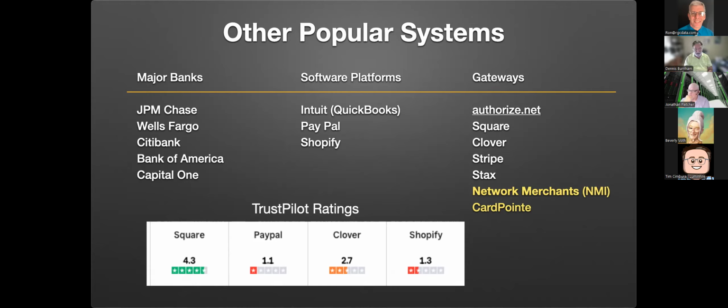And software platforms like QuickBooks and PayPal and Shopify have a similar way of doing it. And then there are various gateways. The ones that I've highlighted for you in yellow are the ones that I'm using. Network Merchants is a company in Chicago that I've used for many years. CardPoint is the company that is the merchant processor, which is different from a gateway. And I'll explain a little bit more about that later on.